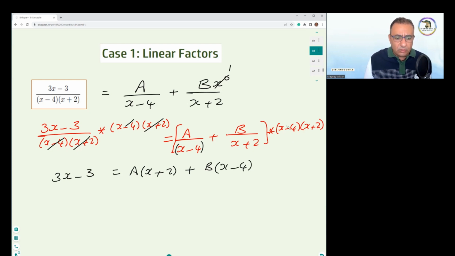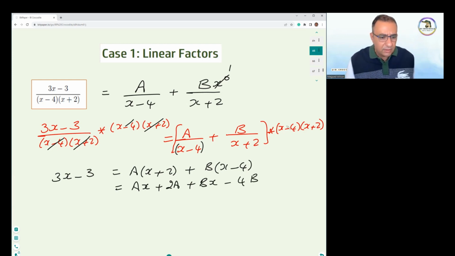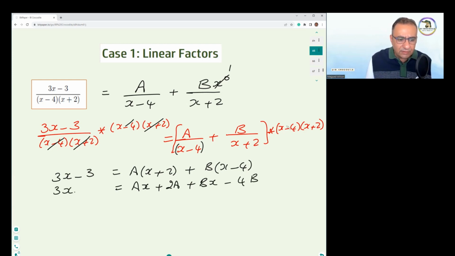So then, the next step, comparison of coefficients to find a and b. Our target here, of course, is to find a and b, the constants. So we can expand. A times x is ax, and then a times 2 is 2a, and then bx, and then negative 4b. And then on the left hand side we have 3x minus 3.